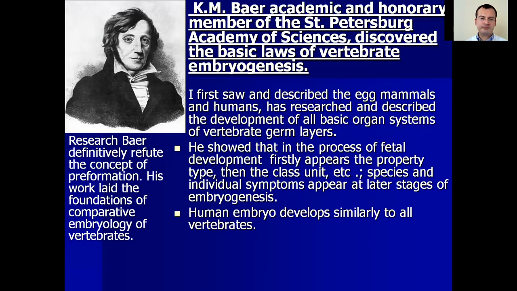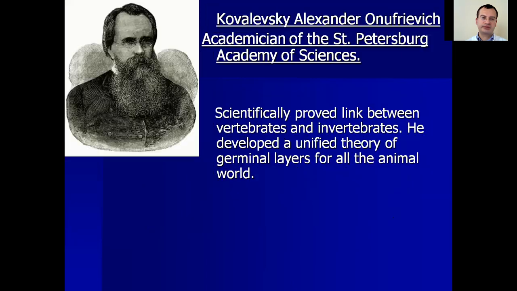Baer first saw and described the egg of mammals and humans, and researched and described the development of all basic organ systems of vertebral germ layers. He showed that in the process of fetal development, firstly appears the phylum type, then the class unit, and so on. Species and individual symptoms appear at later stages of embryogenesis. The human embryo develops similarly to all vertebrates.